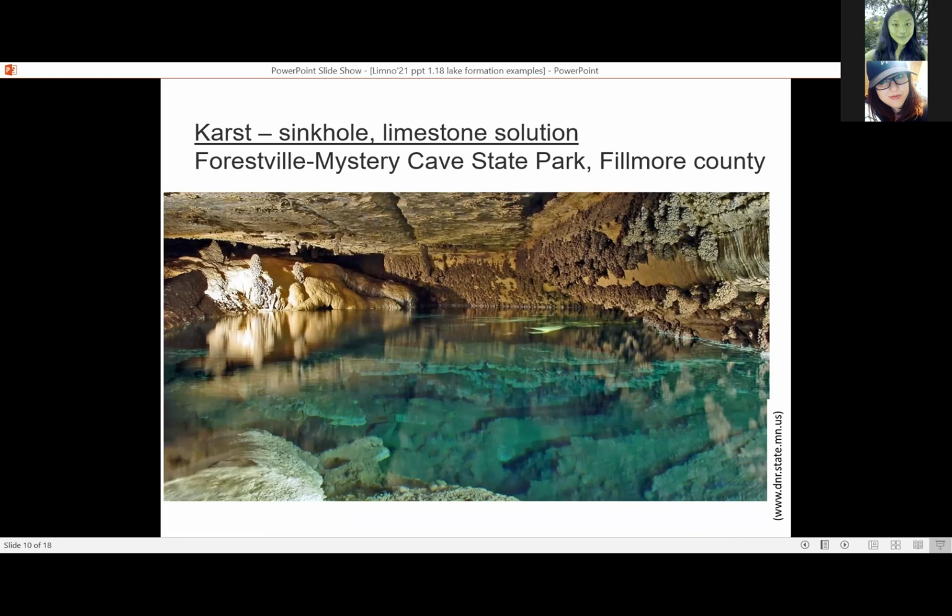You go down to Forestville Mystery Caves State Park, Fillmore County. In the Mystery Cave part, here in Mystery Cave is a lake. It's a lake. Okay, it's a pond. It's too small to be a lake, but it's caused by limestone dissolution. It's got the right formation. It's got water in it. Its only problem is that it's too small and it's underground. So is it really a lake? Yeah. So you should go there. Very cool.